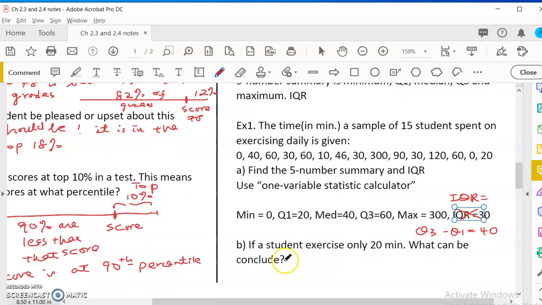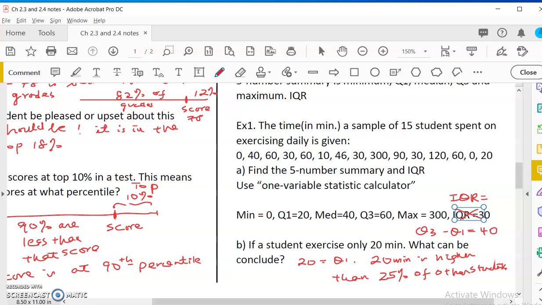So if a student exercises only 20 minutes, what can be concluded? 20 is equal to Q1. That means the student who exercises 20 minutes is higher than, or better than, 25% of all other students. Because this is exercise time, there are 25% of students who exercise less than 20 minutes. So that's how you find the 5 number summary.